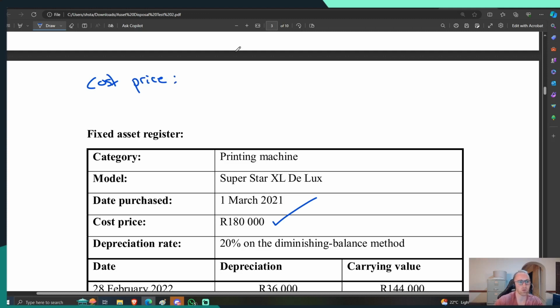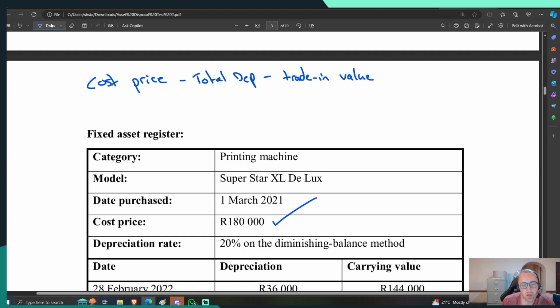We don't need those two dots there. From the cost price, we have to minus the total depreciation right up to the day of disposal. So I'm going to say total depreciation. And then we have to minus whatever we got paid for it. In other words, in this case, it's trade-in value. I'm just going to write trade-in value.